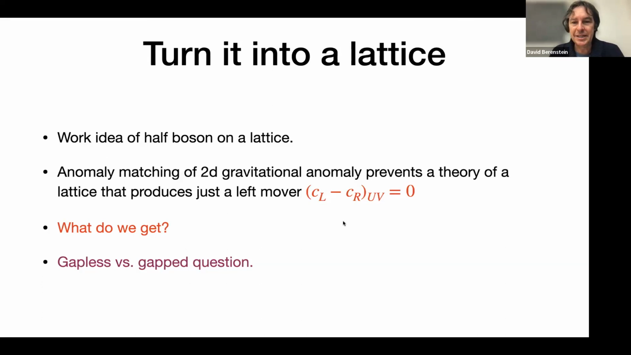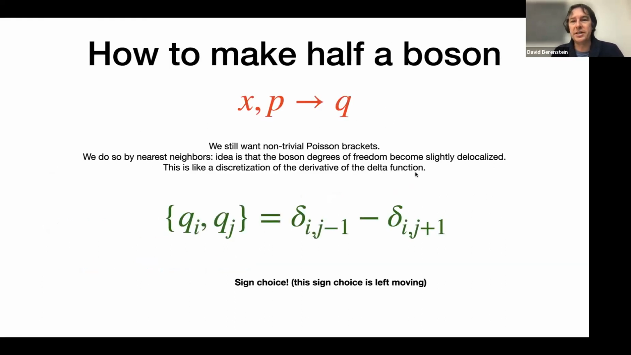Okay, so what I'm going to do is I'm going to take the idea of a half boson seriously. So instead of having X and P at each lattice height, which is the usual way I would build a boson, I'm just going to have one bosonic variable per lattice height. And I still want a non-trivial Poisson bracket. So if you have a bosonic variable, the Poisson bracket with itself must vanish. So the only way to get something non-trivial is to talk to the neighbors.